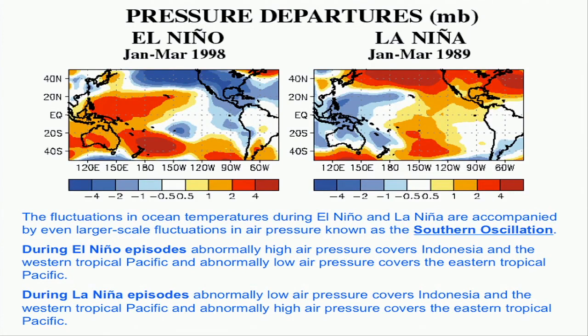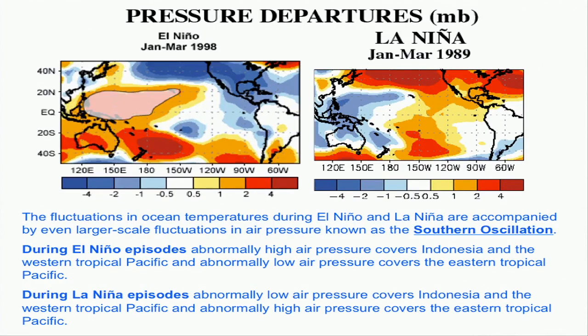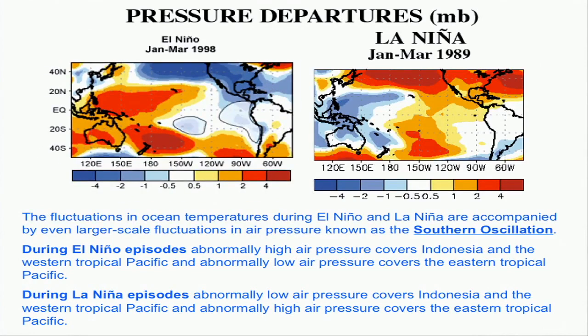When we talk about oscillations in the atmosphere, we're normally talking about pressure perturbations. So during El Niño, you get a normally high pressure covering Indonesia and western tropical Pacific, and much lower pressure covering the eastern tropical Pacific. So remember, those are pressure departures compared to the average. So during El Niño, you tend to get higher in that part of the world and lower in that part of the world.